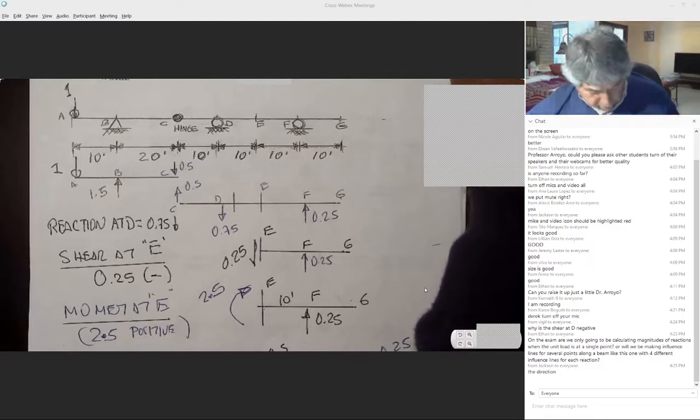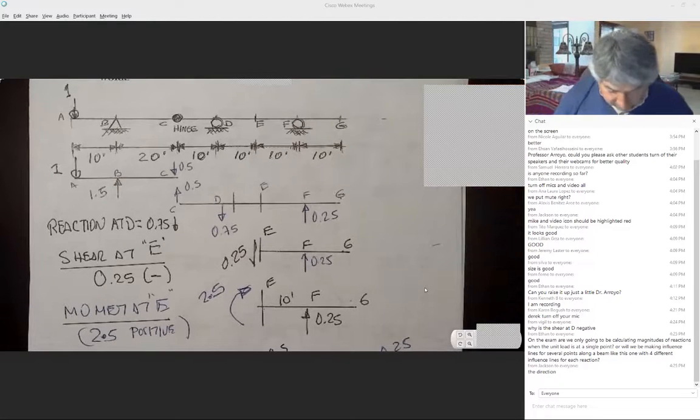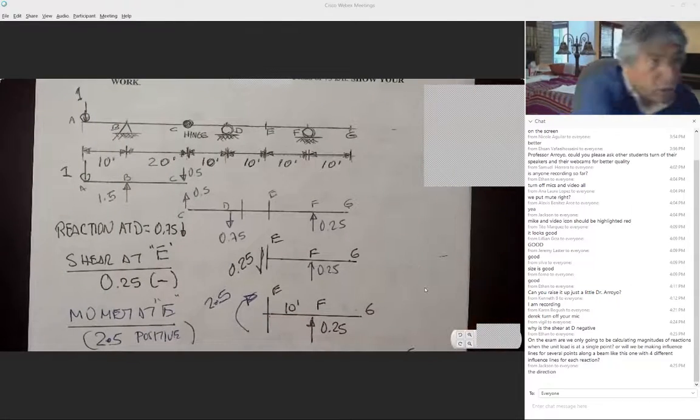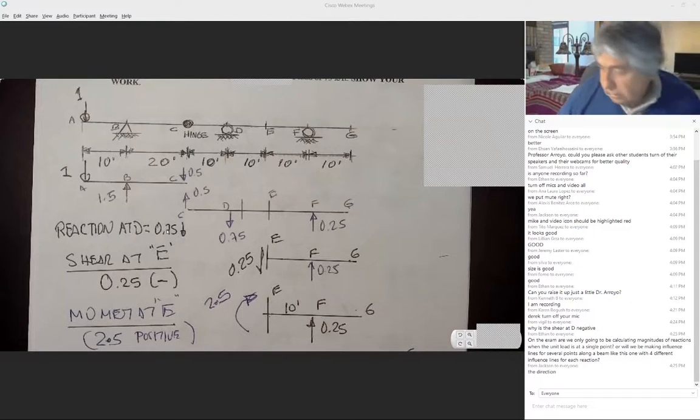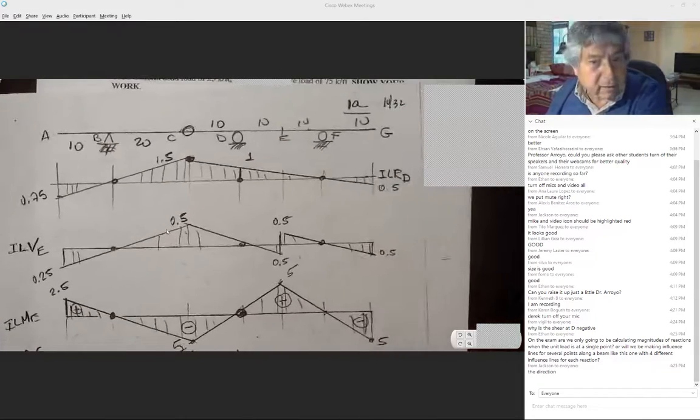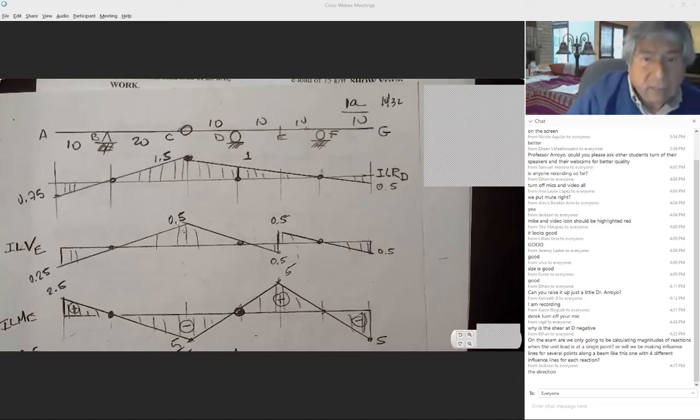Let's start with the reaction. The reaction at D, when the unit load is at this location, is 0.75. So this is the influence line for the reaction at D. Where the unit load is at this location, it is producing a negative value of 0.75. When the unit load was at this location, it's producing 0.7.